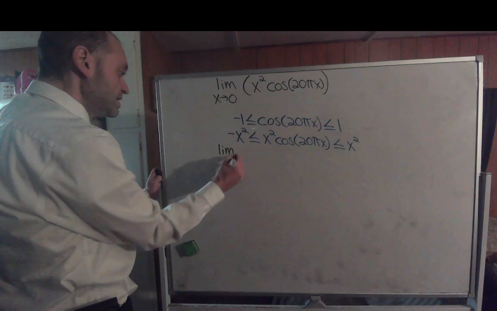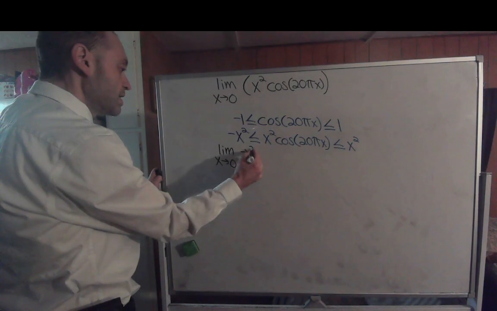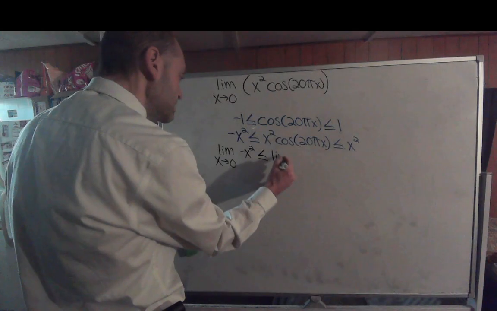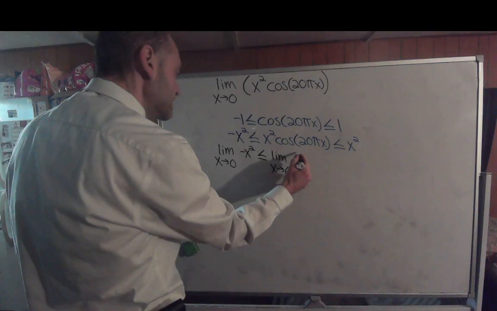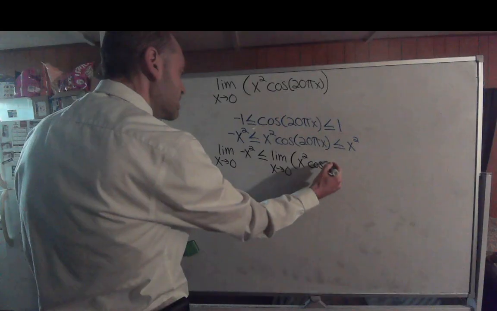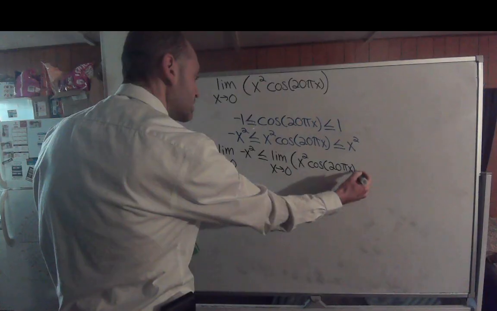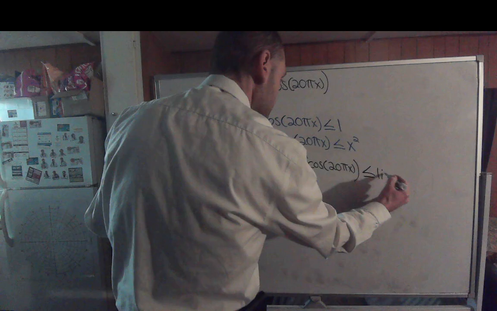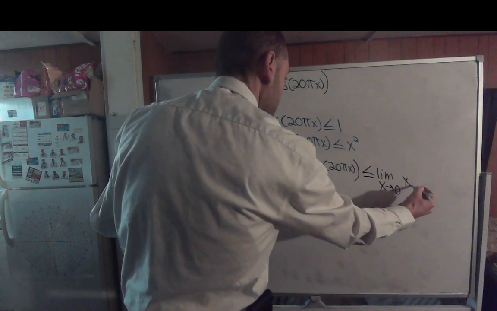So the limit as x approaches 0 of negative x squared is less than or equal to the limit as x approaches 0 of that x squared cosine of 20 pi x, which is less than or equal to the limit as x approaches 0 of x squared.